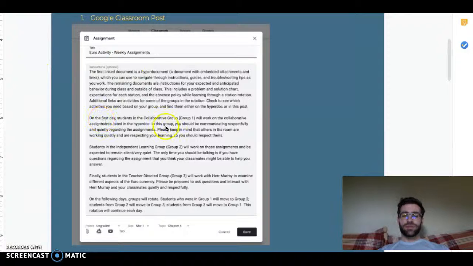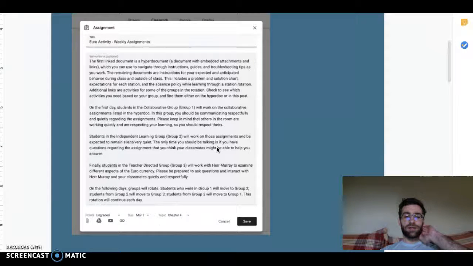Then I have an explanation of how they're going to rotate and kind of explain what they should be doing. So I have also the expectations listed here as well. So the first group, which was the collaborative group, I state that they'll be working on the assignments listed in the hyperdoc, and that they should be communicating respectfully and quietly regarding the assignments, and they should keep in mind that others are working quietly and they're respecting their learning, so they should therefore respect others.